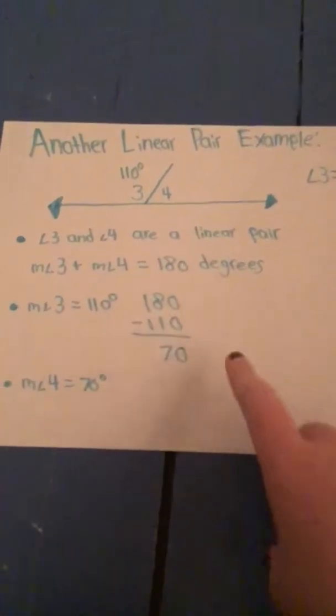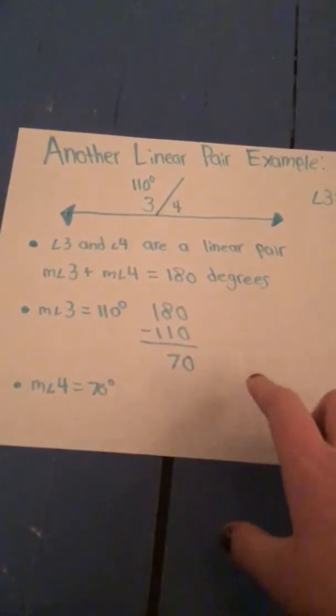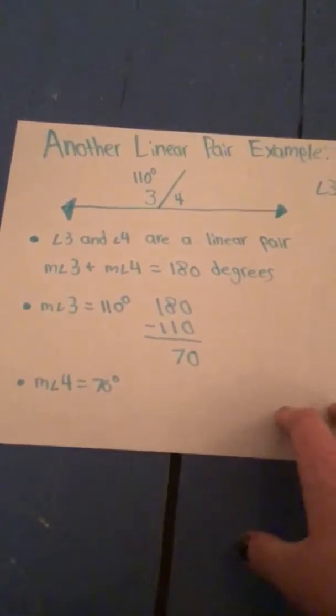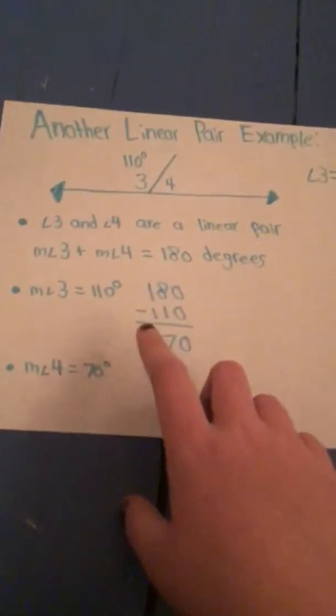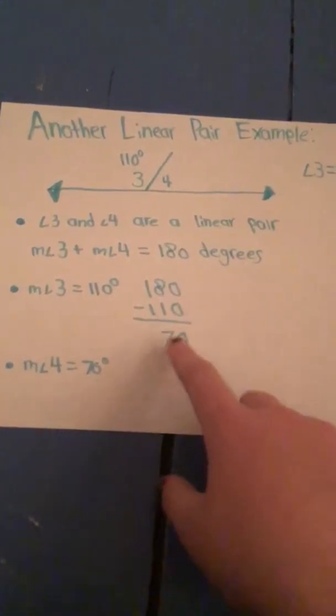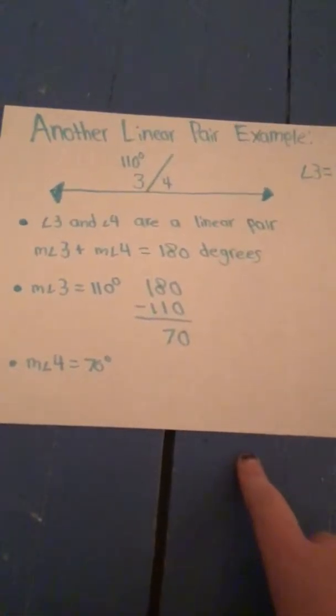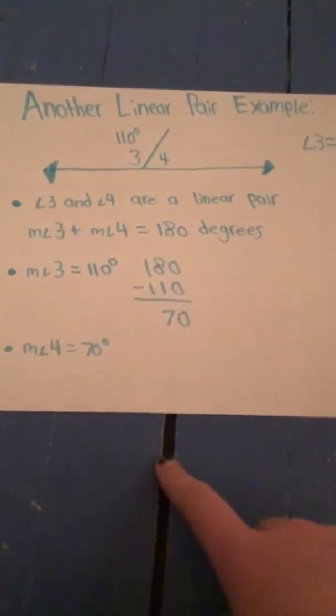Here's another linear pair example to help you understand it. We have angles 3 and 4, and we're given that angle 3 is 110 degrees. Since 3 and 4 are a linear pair, they have to add up to 180 degrees. So you would subtract 110 from 180 and get 70. The measure of angle 4 would be 70.